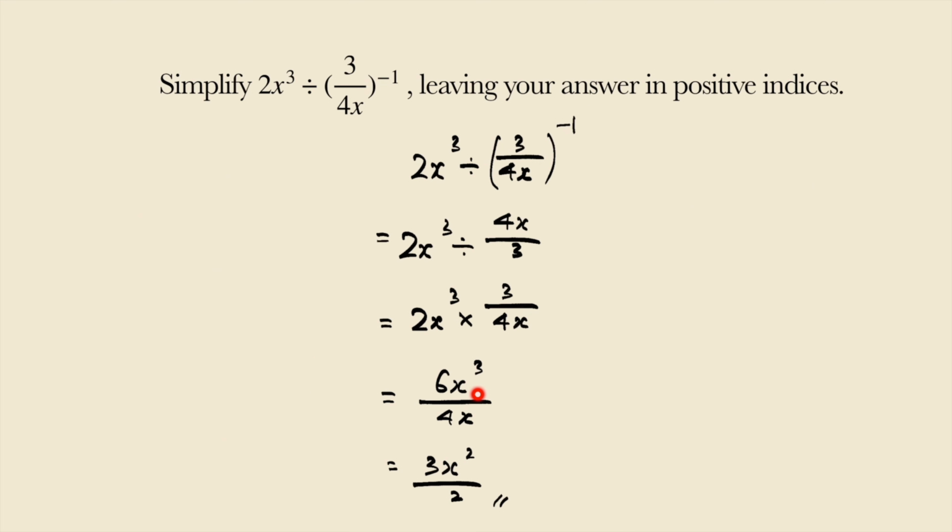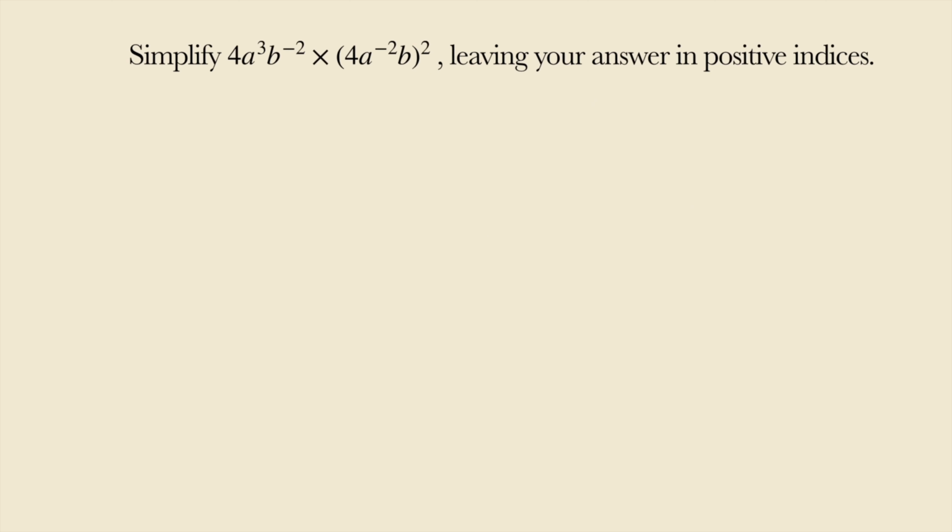X cubed stays up there. And what do you know? 6 and 4 you can simplify to 3 and 2. Look at base x and base x here. That is basically power 3 minus power 1. That's power 2. Alright, so this square is applied to everything in there.